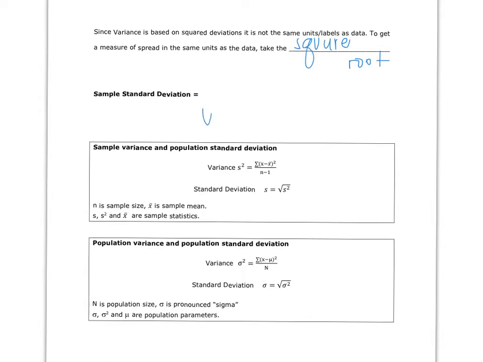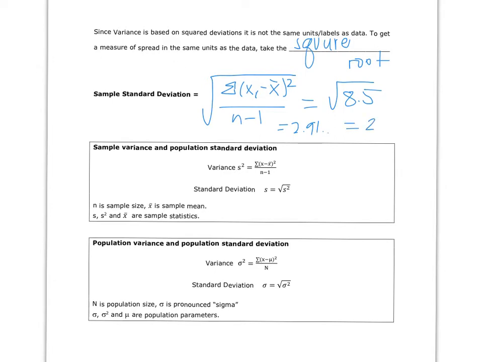So we take the square root of what we came up with for the variance. That gives us standard deviation. For our example, we had 8.5. If we take the square root of 8.5, we get a standard deviation of 2.91, and it keeps going, but if we round to 1 decimal place, that's 2.9.